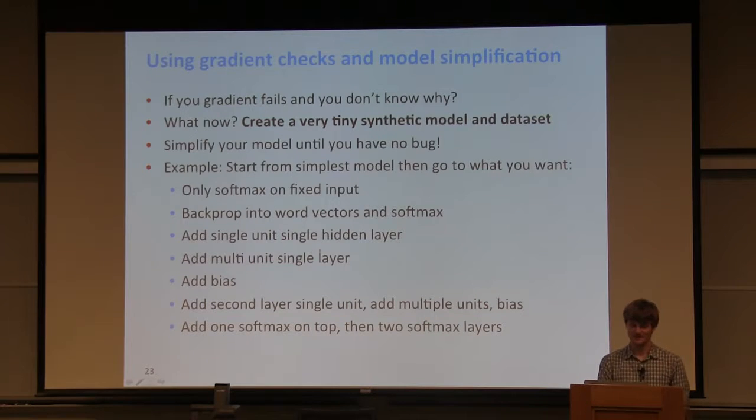Then you might add a single unit in one hidden layer. And then you might add multiple units, then you add the bias term, then you might add multiple layers after that, multiple units for those layers. And at the end, you have one softmax on top, and then maybe if you want to do multitask training, you might add another softmax to the top. And that's basically how you can start from the simplest building blocks and then go on top. This might sound rather trivial, but I wish I had known this when I started my PhD, because I lost weeks of time by not following these steps.